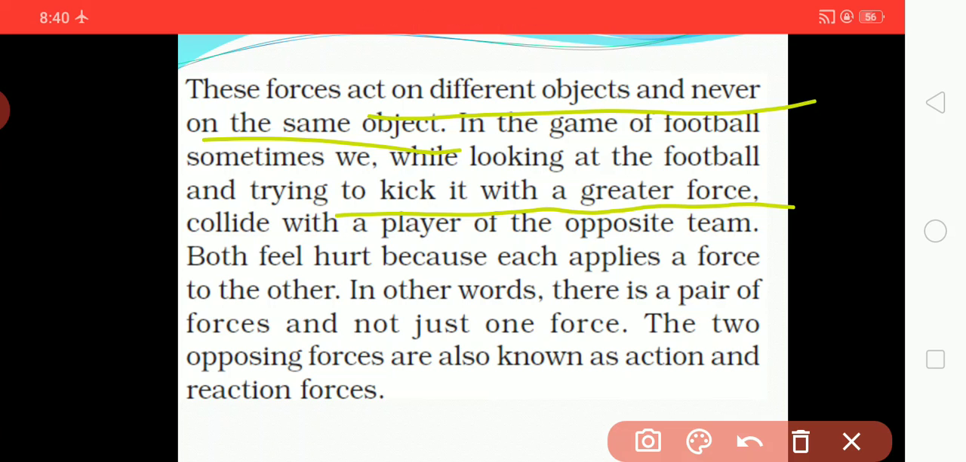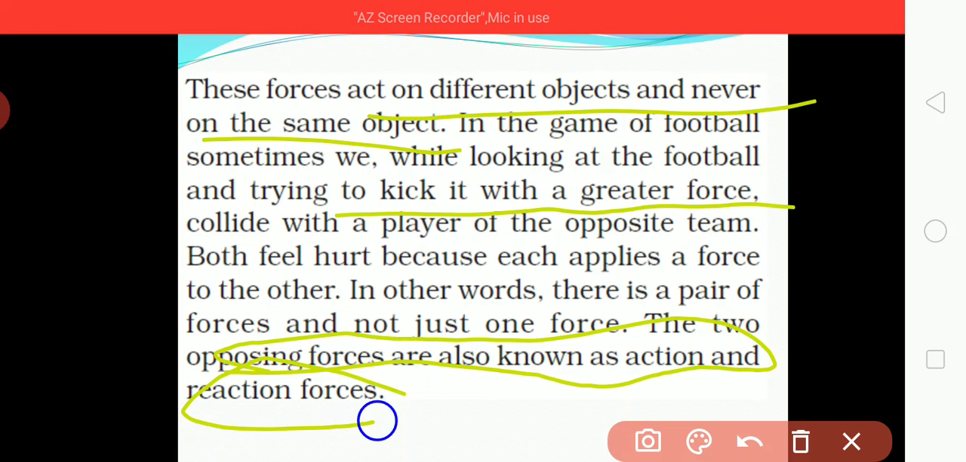The two opposing forces are also known as action and reaction forces. Of the two forces, one is said to be an action and the other a reaction. So in the third law of motion, we have studied that when force is exerted on an object, two types of forces will be there: one is the action force and the other is the reaction force. So there is the presence of two forces, action force and reaction force.